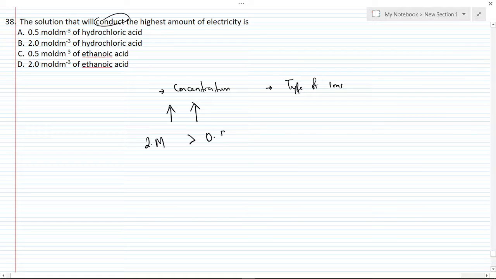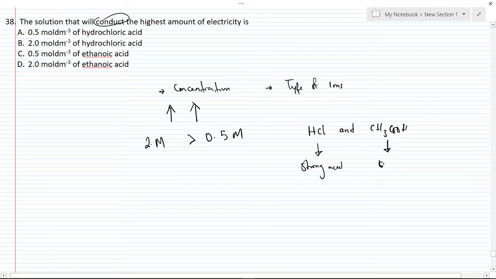Automatically, we can tell that our option now is going to be between option B and option D. So when it comes to types of ions now, we have HCl, that's the hydrochloric acid, and ethanoic acid, which is CH3COOH. So HCl is a strong acid and CH3COOH is a weak acid.